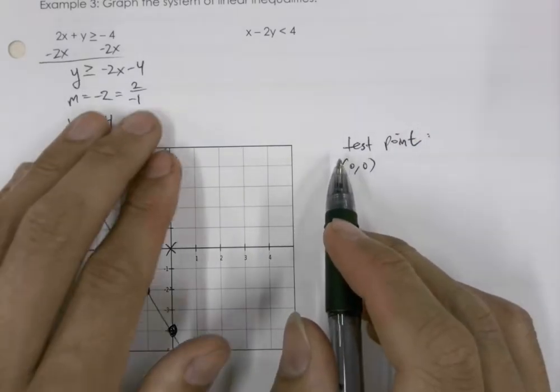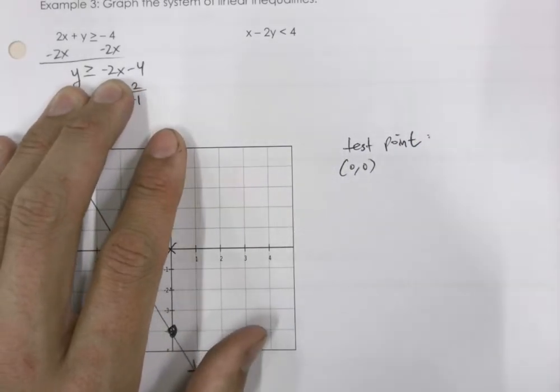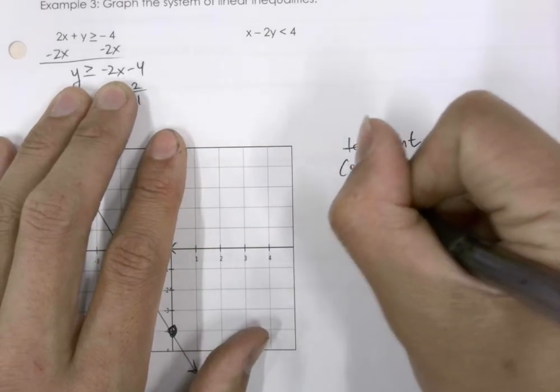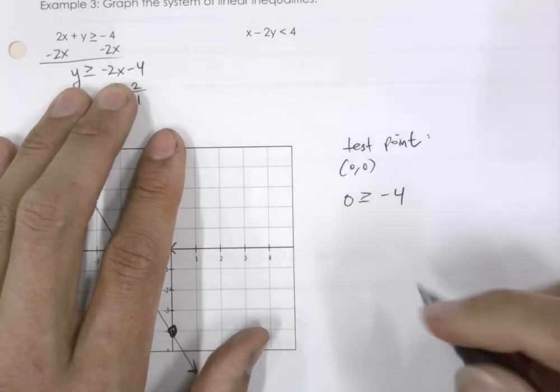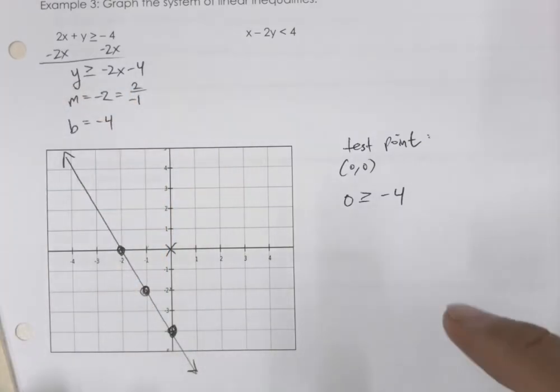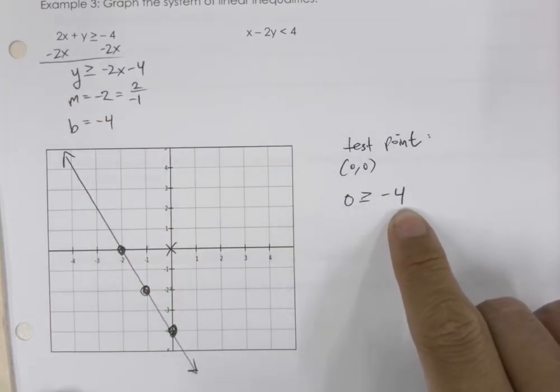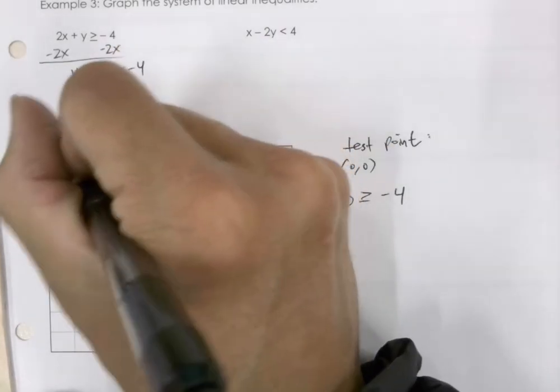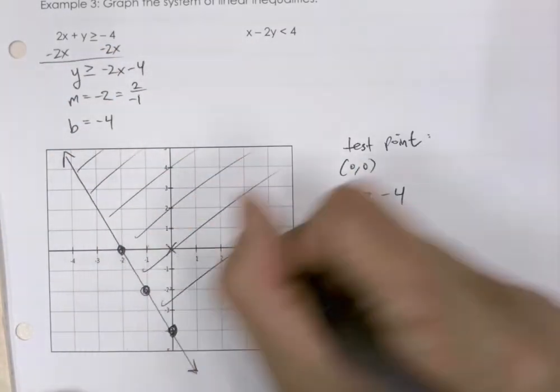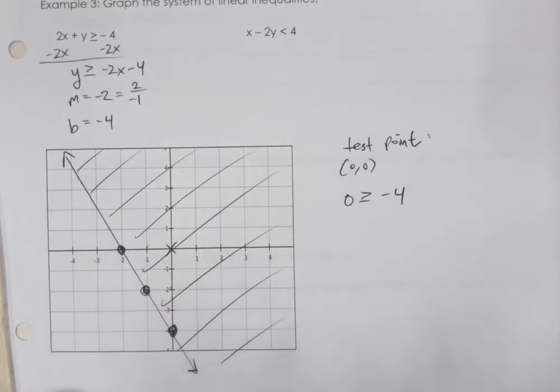And what do I get when I input 0, 0 in here? 0 for x and 0 for y. I get 0 is greater than or equal to negative 4. Right? Is this true? Is 0 greater than or equal to negative 4? Yes, it is true. 0 is greater than negative 4. So I'm going to shade the side that includes the test point 0, 0.